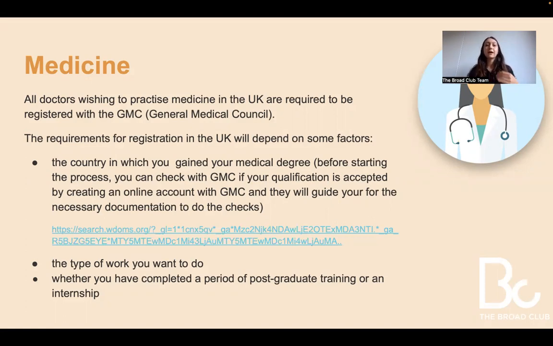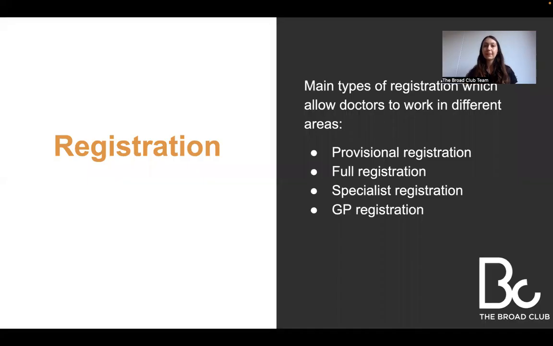And the registration also depends on the type of work you want to do, what you would like to specialize in. And obviously it also depends on whether you have completed training or an internship after your graduation. So we have 4 types of main registration, and the first 2 are very important for international medical school graduates. First of all is the provisional registration. The second one is full registration, and then we have specialist and GP registration. I will explain a little bit about the first 2 because, as I said, they are the relevant ones that you need to know.